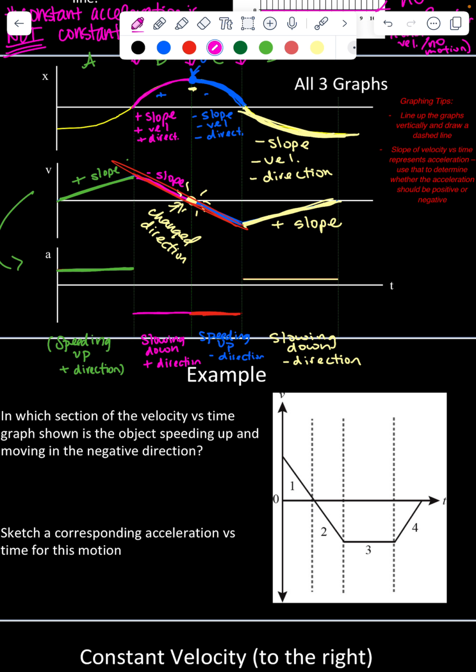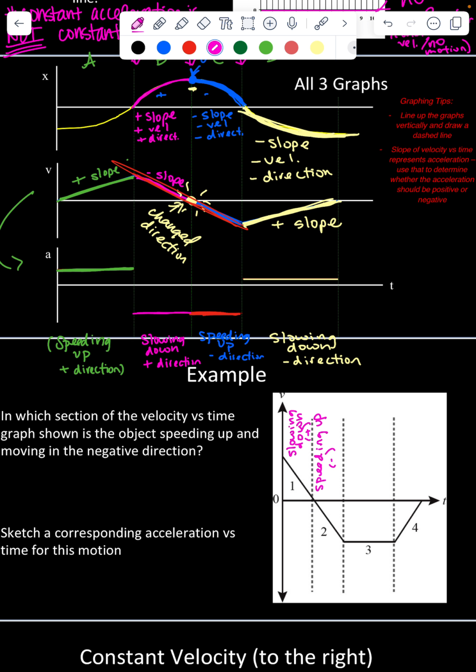All right, so we have 4 different segments, 4 different motions. In segment 1, we are still above 0, but our line is trending toward 0. So that should tell us that we are slowing down in the positive direction. Segment 2, we are below 0, so that should tell us our direction, but our line is trending away from 0. So that means that we are speeding up in the negative direction.